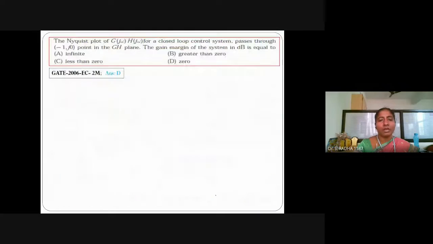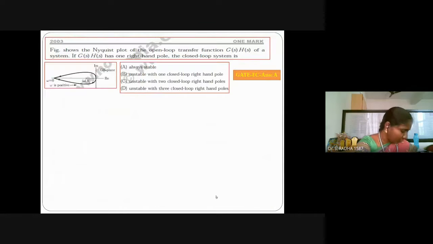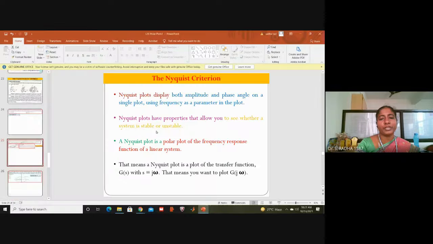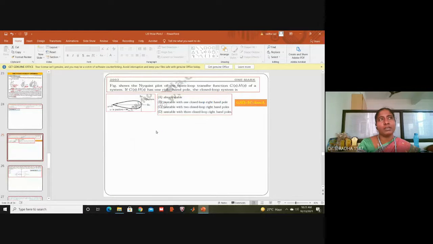Now I will go with the problem and explain how to deal with the single formula we have in the Nyquist plot.